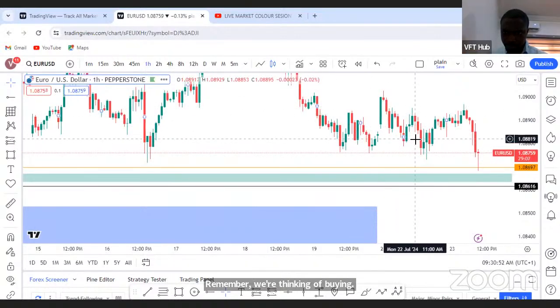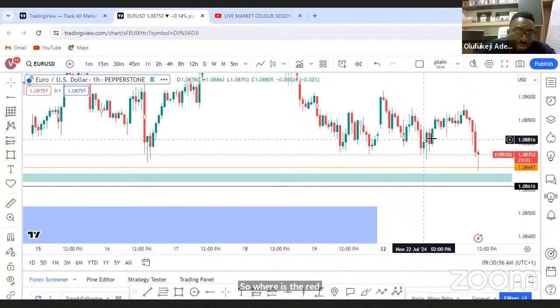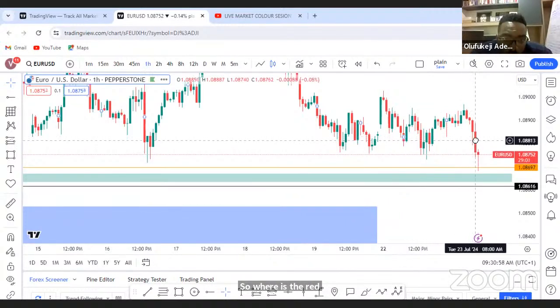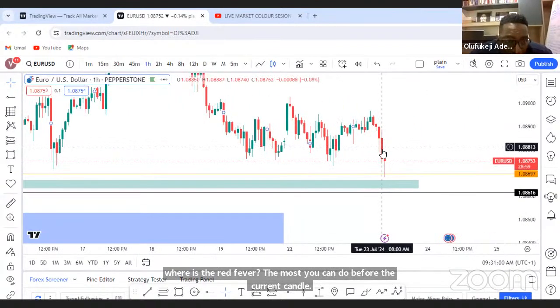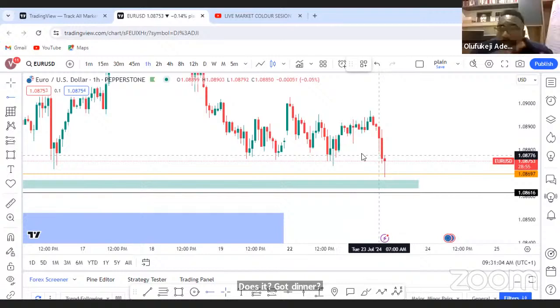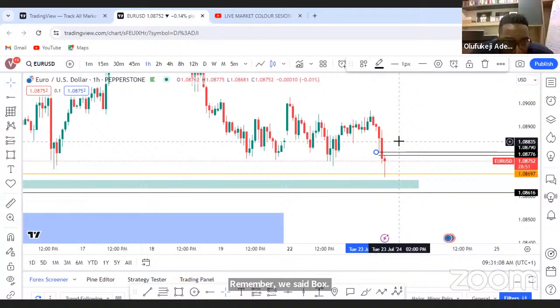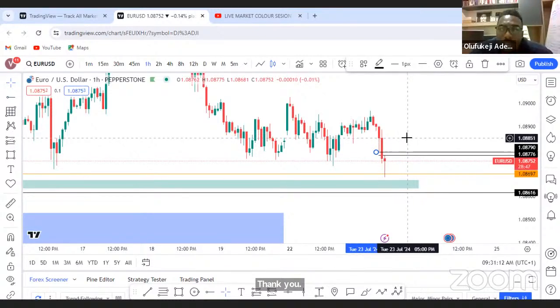So where is the red fair value gap? The candle before the current candle. There's a gap there now. Yes. Remember we said box pattern, IFVG, flip zone. So there's a gap there. So if you see a green candle with a fair value gap that closes above this with force.